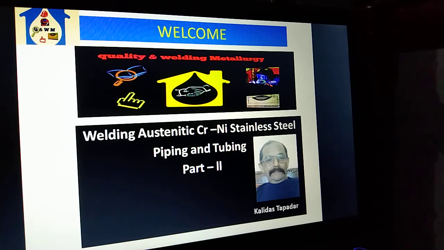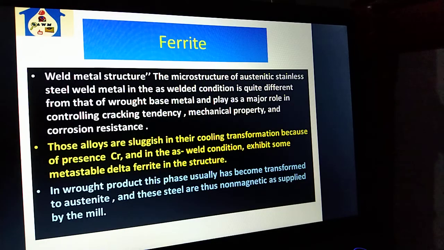Today we are discussing Welding Austenitic Chromium Nickel Stainless Steel Piping and Tubing, Part 2. Ferrite.